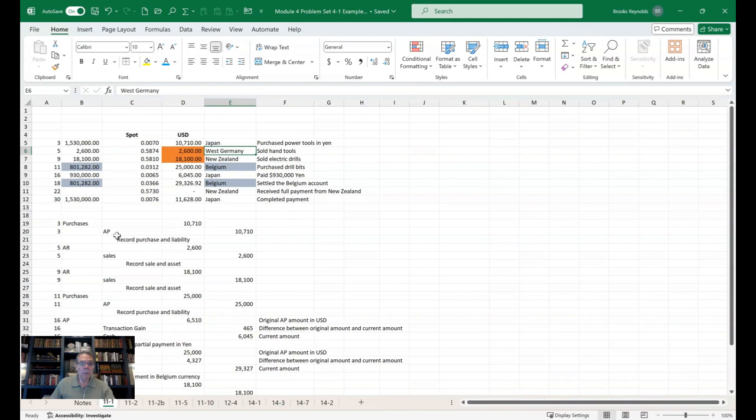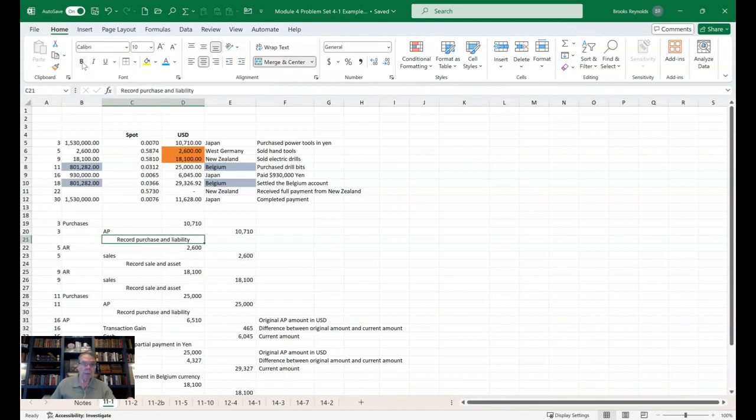On the 5th, we sold to a West German company in dollars. So we're going to record that in dollars. So they have the responsibility of delivering dollars to us. So they are basically taking the exchange risk, the exchange rate change risk. All right. Same thing in the next one. So we sold 18,000, but they owe us again in dollars.